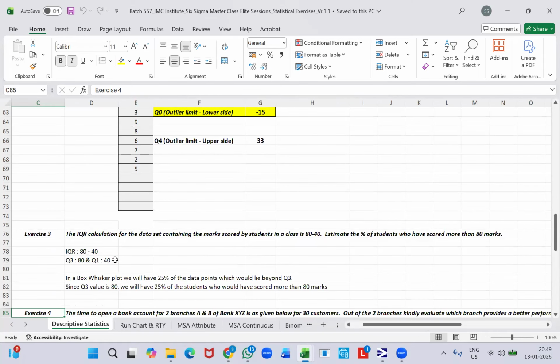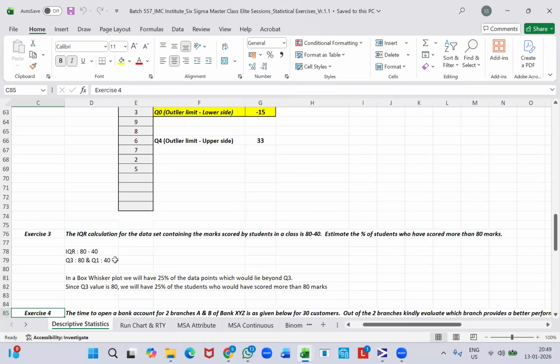And then finally, we also looked at exercise number 3. This is a logical question, so it doesn't involve any calculation. The IQR for a data set has been given, which is nothing but the marks scored by the students in a class. The IQR value is given as 80 minus 40, which would mean that the Q3 value is 80 and the Q1 value is 40.